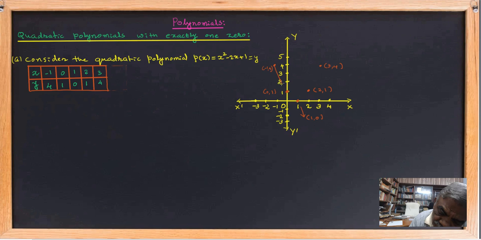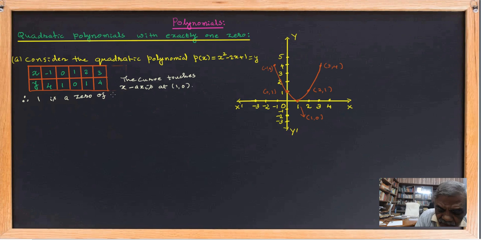Now you can see, the curve, that is p(x), touches the x-axis only at 1 and 0, and therefore 1 is a zero of the polynomial p(x) equals x squared minus 2x plus 1.